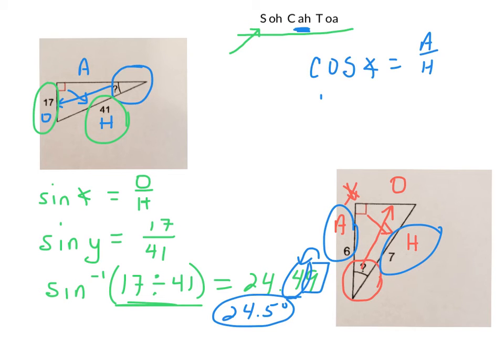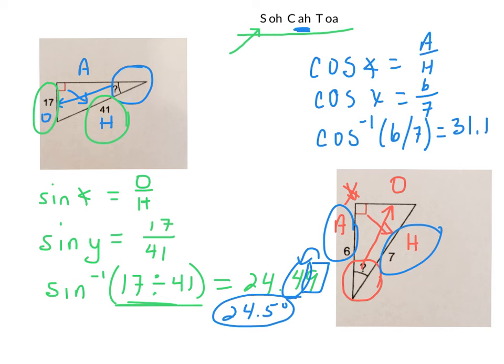And then when we go to plug in our values, cosine of x, we know that the adjacent is 6 and the hypotenuse is 7. So what we're going to do in our calculator is inverse cosine, 6 divided by 7, and that will give us our value for that angle. And then let's see, that gives us 31.00. So to the nearest tenth, whoops, I said 0, so I should write it. We're going to get 31 degrees.